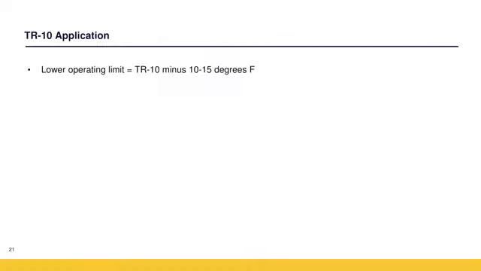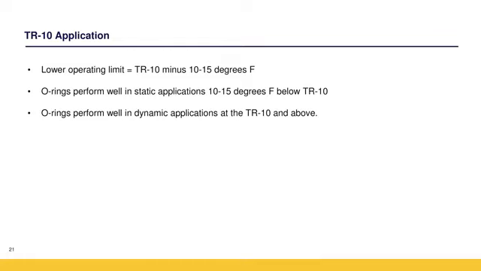The O-ring industry defines a material's low temperature rating by taking the TR10 measurement in Fahrenheit and subtracting 10 to 15 degrees. Application experience has proven that an O-ring elastomer will seal statically 10 to 15 degrees below the TR10 temperature. O-rings perform well at and above the TR10 temperature in dynamic applications.